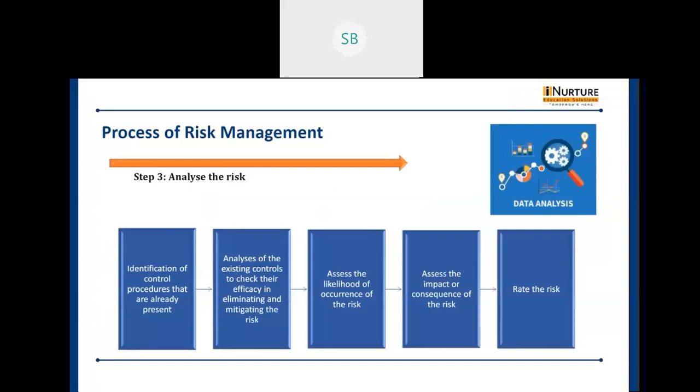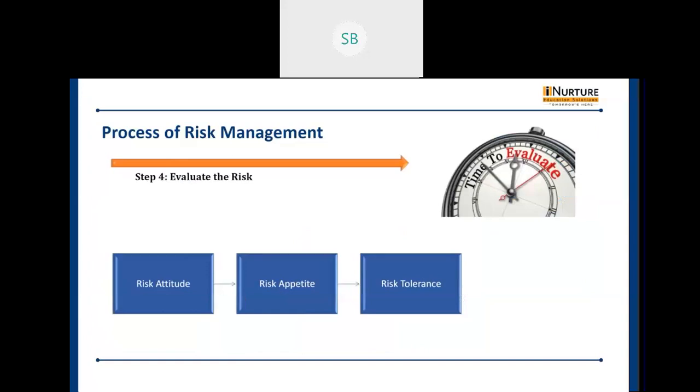Then we will analyze the risk. We have to identify the controls and procedures, and analyze the probability of that risk and what the impact of this risk will be, and then we rate that risk. The last one we studied is evaluating the risk. We studied risk attitude, risk appetite, and risk tolerance. I also mentioned that risk identification, analyzing the risk, and evaluating the risk together form the risk assessment, right? These are the things known as the risk assessment.